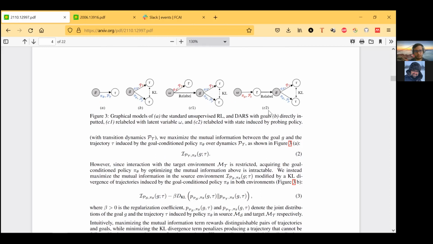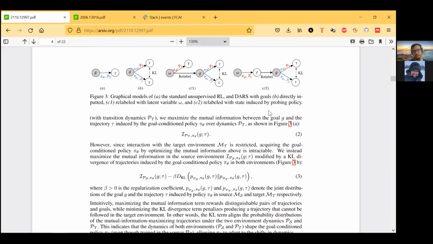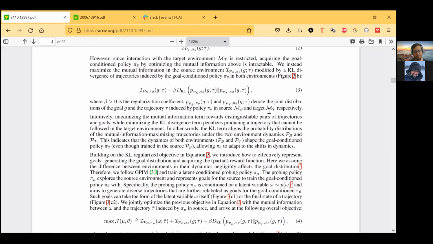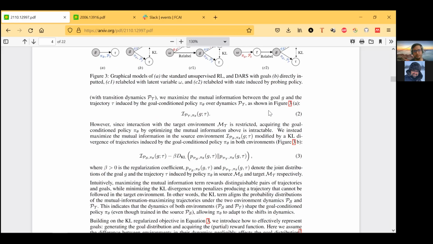But maybe for some tasks, like MuJoCo or something, where you have angles and you know the range of the angles and so on, maybe it's a bit easier, right?